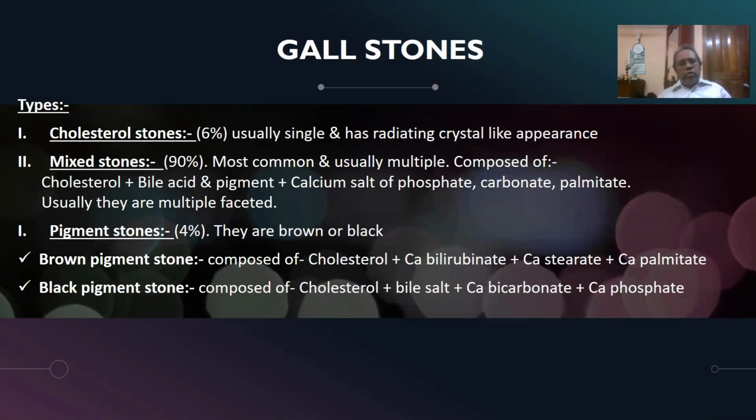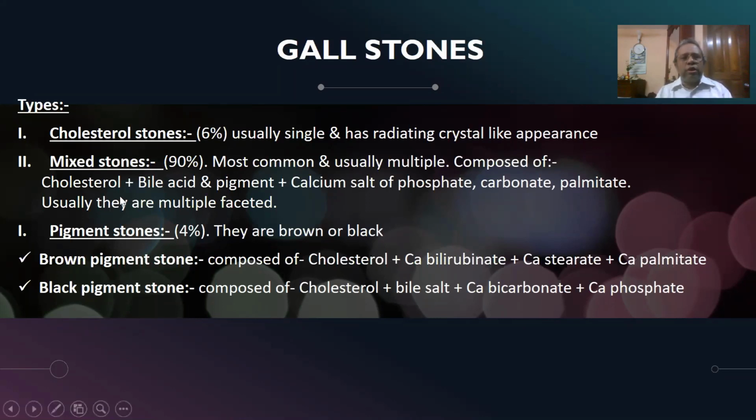Next, about the gallstones. In the gallbladder, there are three types of stones formed. The types are cholesterol stones, mixed stones, and pigment stones. Important one. The cholesterol stones, which only 6% of individuals carry, are usually single and have a radiating crystal-like appearance over the surface. So for single gallstones, usually we think it is a cholesterol stone.